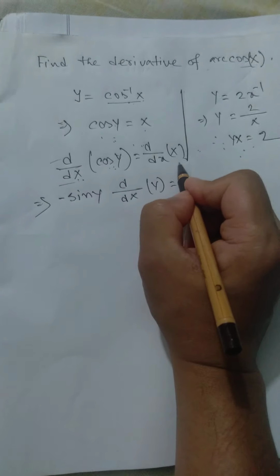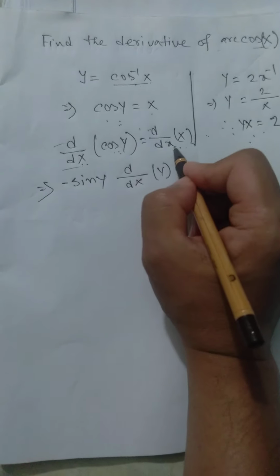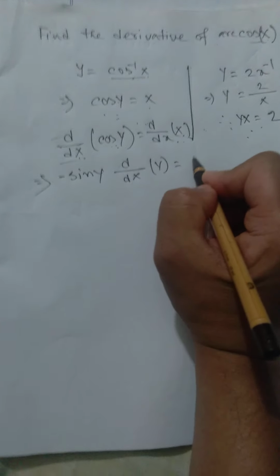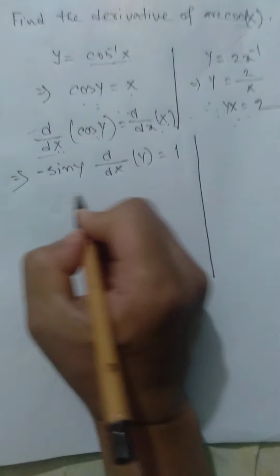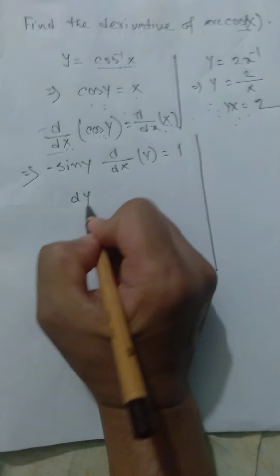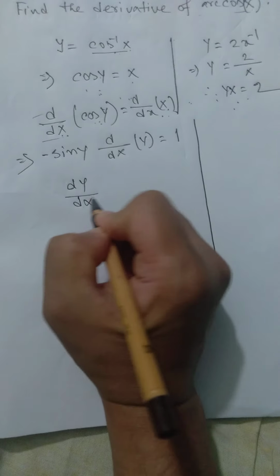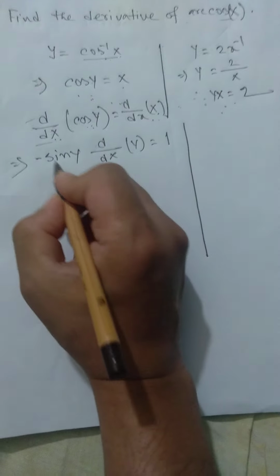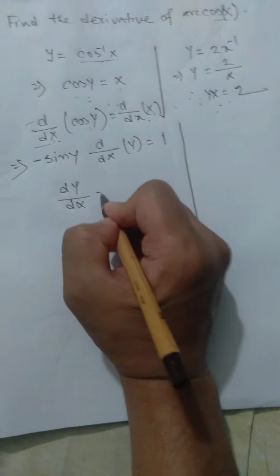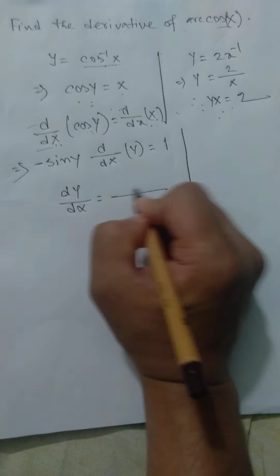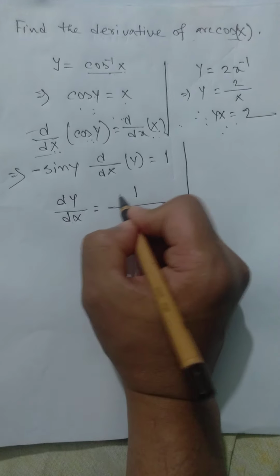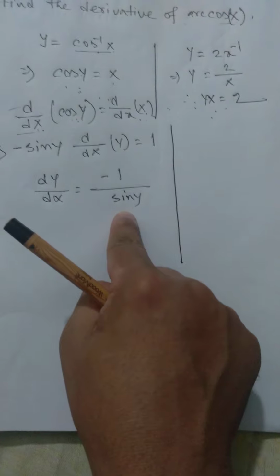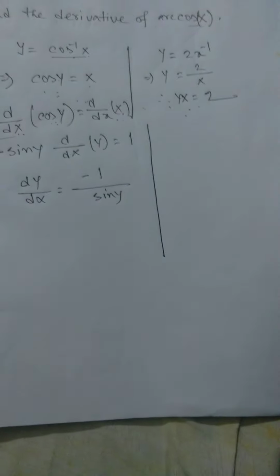What value will we get here? d by dx of x equals 1. So dy by dx equals minus 1 by sin y. Now I have to find the value of sin y. What is the value of sin y?